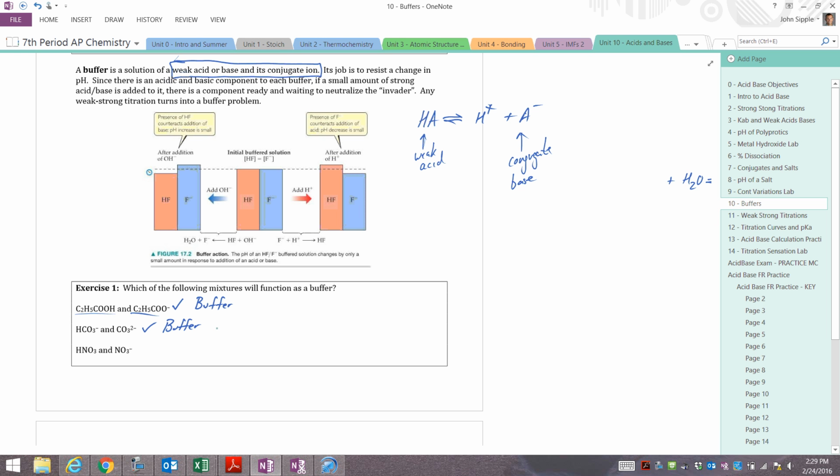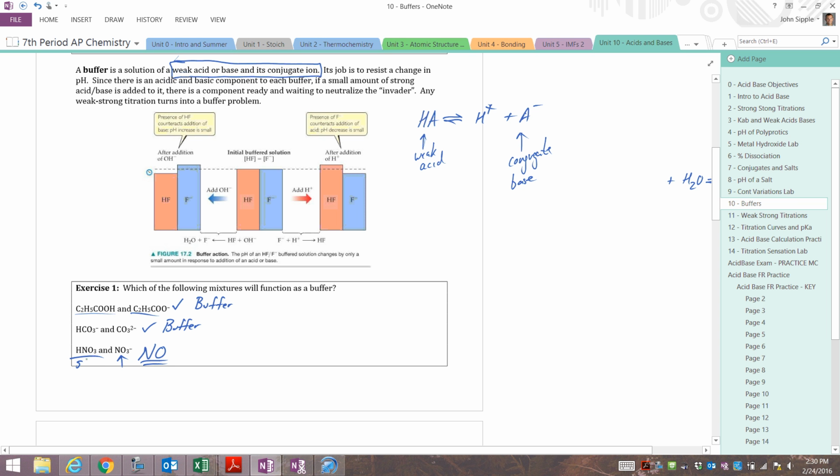Actually, it's the buffer that's in your blood. Now this one down here. Ooh, I see some good people looking at it like, I don't know about that one. What makes you balk at this one? It's a strong acid, right? That means, does the nitrate act as a base? No, it's not a good conjugate. So this is a no.